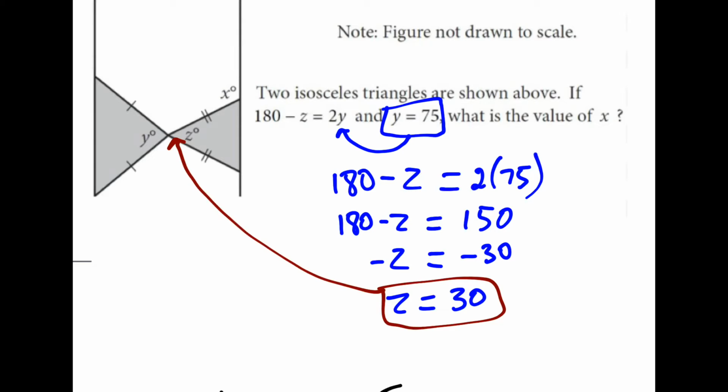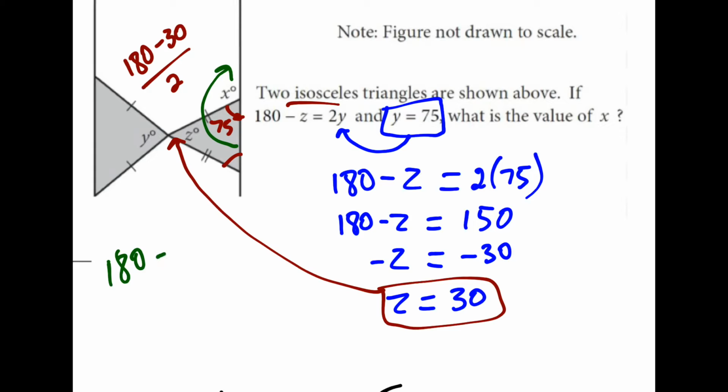And since this 30 shows up in an isosceles triangle, we know that these two base angles are the same. So we can take 180 minus 30 divided by 2. This tells us they're both 75 degrees. Now finally x. This forms a linear pair. So we take 180 minus 75, and the answer is 105. That's what x is.